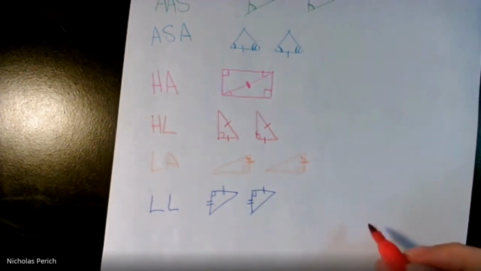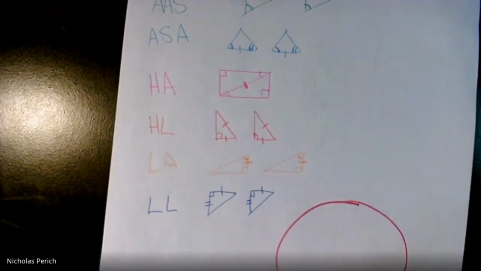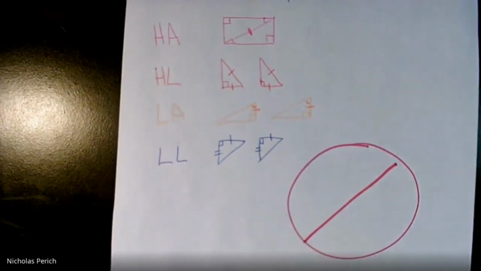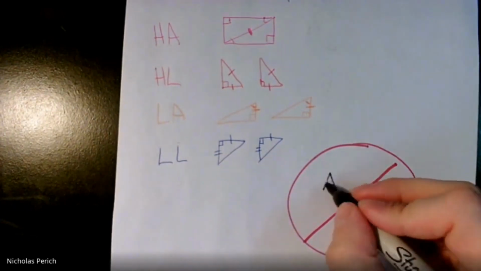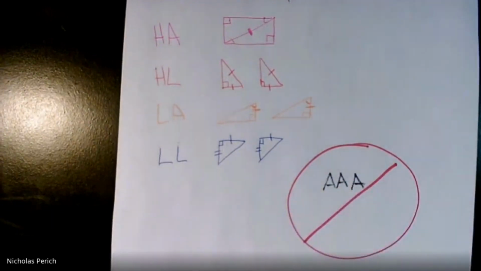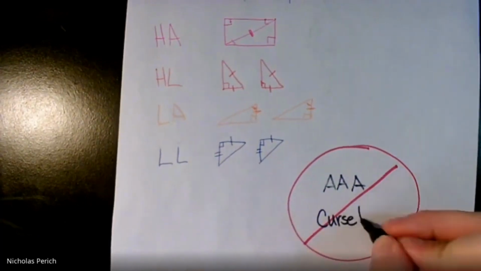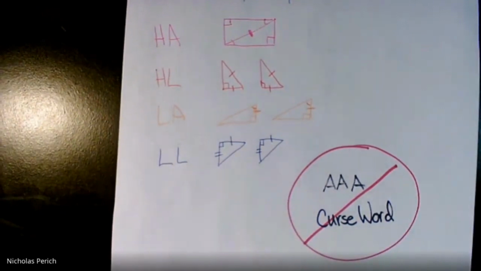The ones that don't exist: there's no such thing as AAA. There's no such thing as AAA, and there's no such thing as the curse word. So you can't say, oh look, these 3 angles are the same, they're congruent because of AAA. There's no such thing. And you can't say, oh look, you have an angle, and that side, and another side way over there. No, that's the curse word. Can't do that.